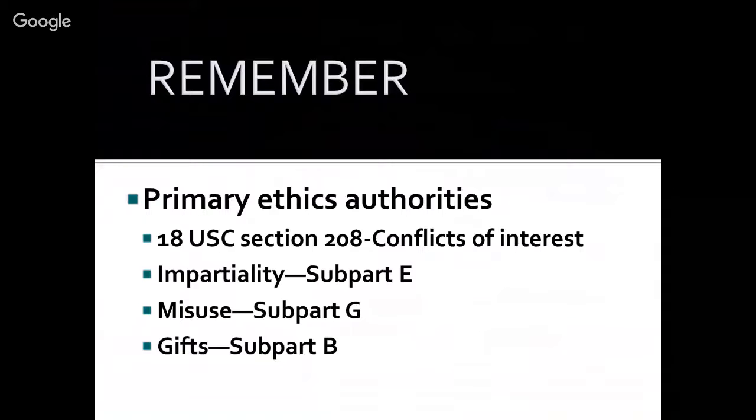And then finally, subpart B, the gifts provisions, because there is a section on the form that also provides for the disclosure of gifts and travel reimbursements.